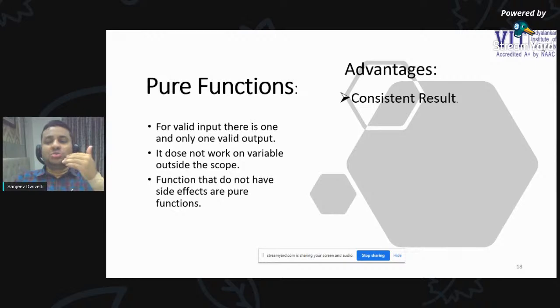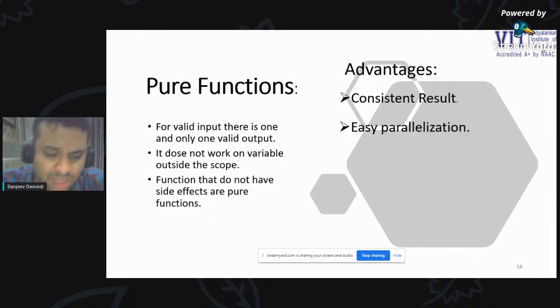Now, when it comes to advantages of pure function: consistent result. As functions are pure and have determined output, they are capable of generating consistent results independent of the environment. So this is the best thing. It is not machine dependent. If I'm talking about functional programming, the performance and the result will not be dependent on the existing infrastructure, existing architecture of the machine. It will be independent of the machine.